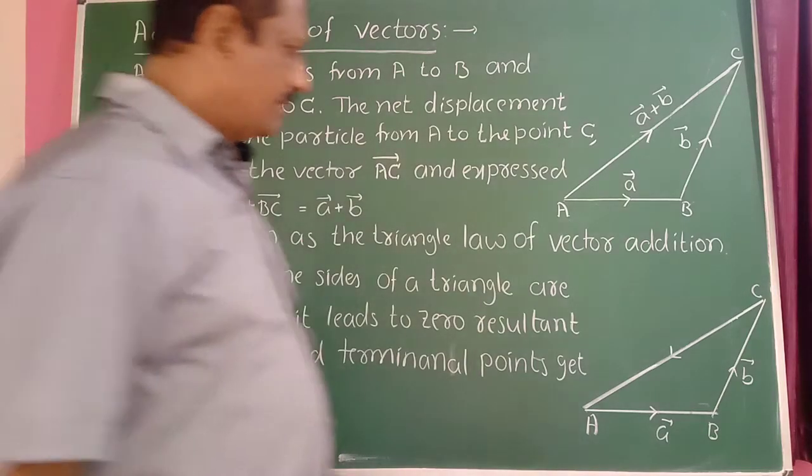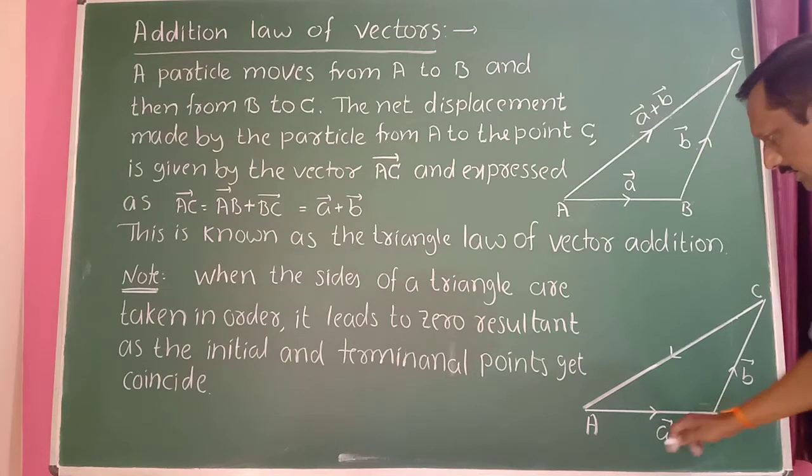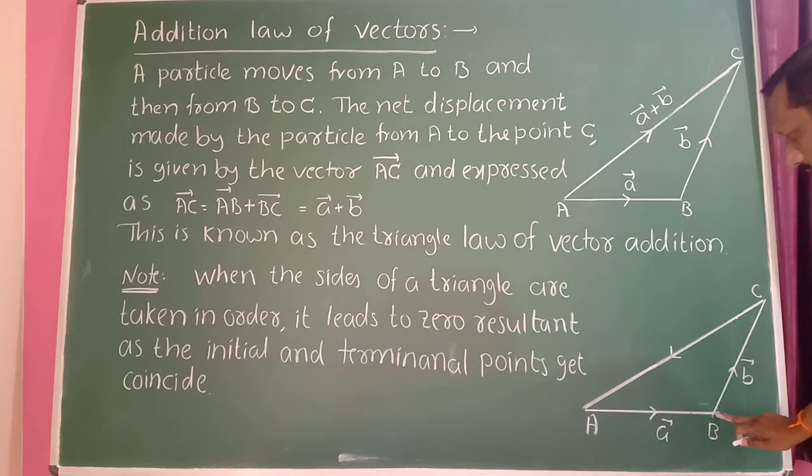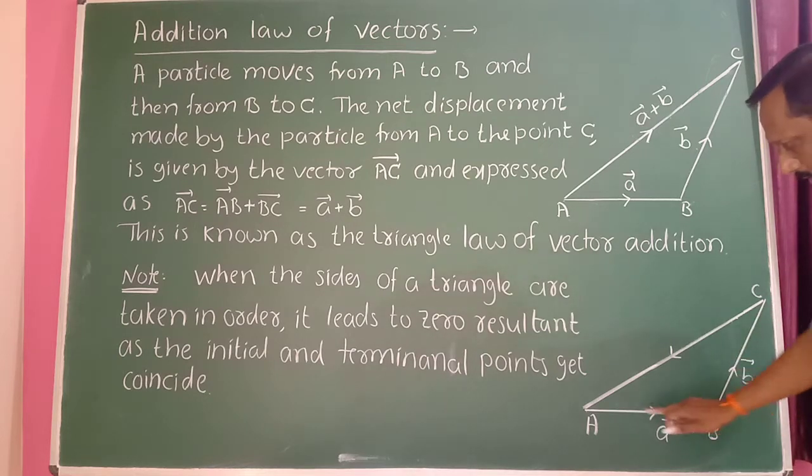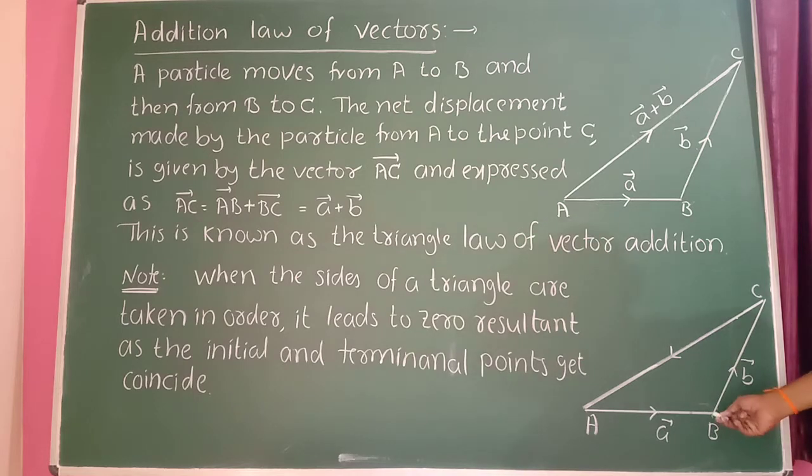Here AB is one vector. Here the initial point is A and the terminal point is B. Similarly, BC is one more vector here. Here the initial point of this vector BC coincides with the terminal point of the vector AB. Here B is the initial point of this vector and the terminal point of the other vector. Both coincide here. Similarly, the point C is the initial point of this vector and the terminal point of that vector. Both coincide here.